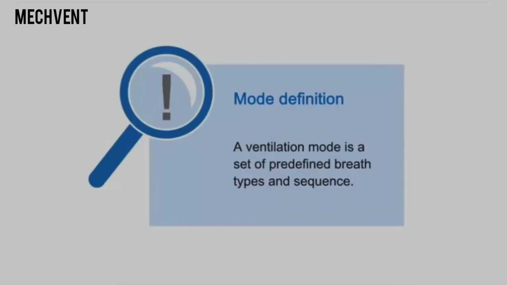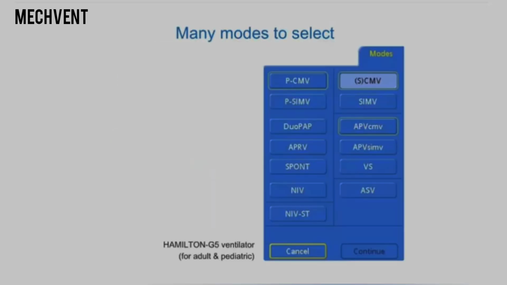A ventilator system performs very differently, dependent on the deployed breath type and their sequences. A ventilation mode is defined as a set of predefined breath type or types and sequence. Every mode has its own intended applications. A modern ventilator usually provides several ventilation modes to meet various clinical conditions.